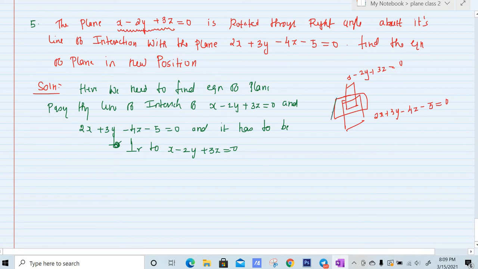That means the intersection plane and this plane are rotated. That means these two planes are at right angles, right? We need to find the equation of the plane in the new position. Same problem, they asked in a different manner, right?